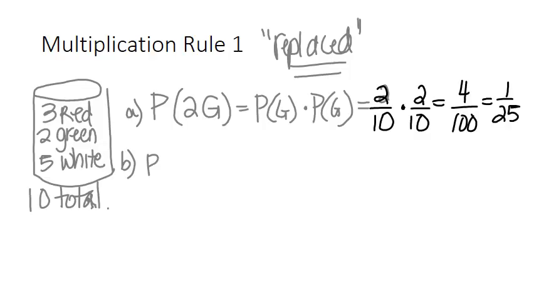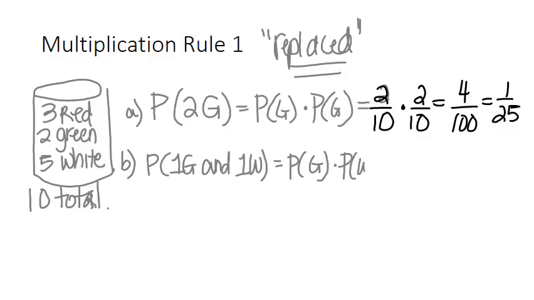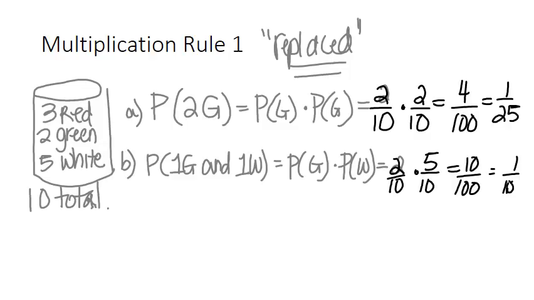All right, let's see B. Probability of selecting 1 green and 1 white marble. So the probability that I get a green times the probability that I get a white. So let's see. For a green marble, I already know that's 2 out of 10. Times the probability of getting a white marble, there's 5 whites out of 10. And again, we can multiply. This is going to give me 10 out of 100, which simplifies to 1/10.